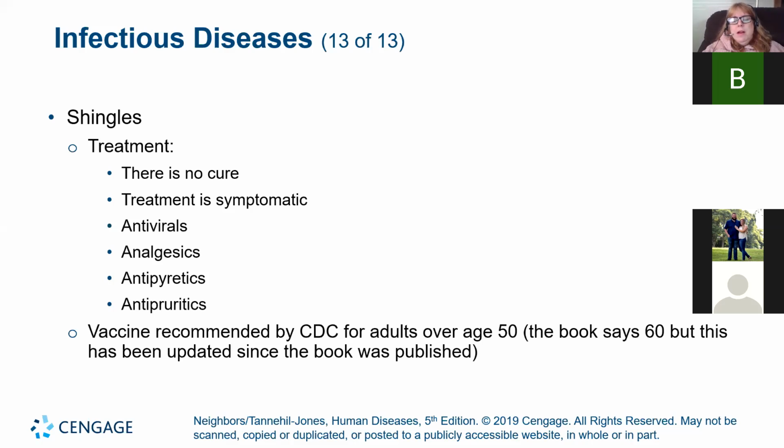Okay. The vaccine is recommended by the CDC now for adults over 50. That switched last year. The book says age 60, but it was published before the CDC updated it. I will tell you, I have gotten the two vaccines for shingles, and they were two of the most brutal vaccines I have had in a long time.